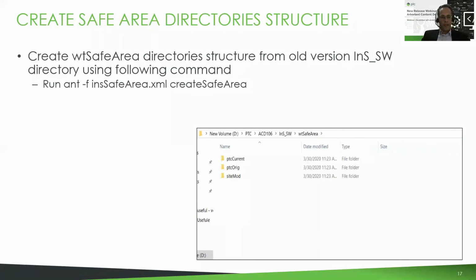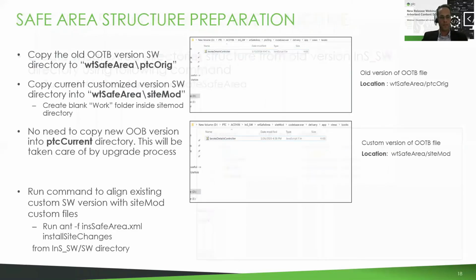In terms of a couple of highlights that you might want to follow throughout this process. As I mentioned, in order to create the safe area directories, you need to run this command over here. In order to prepare the content that's relevant for each one of those folder structures, for the PTC orig, you need to take the SW directory and put it under PTC orig. The current customized version, same thing, just copy the entire SW directory and put it under site mode.